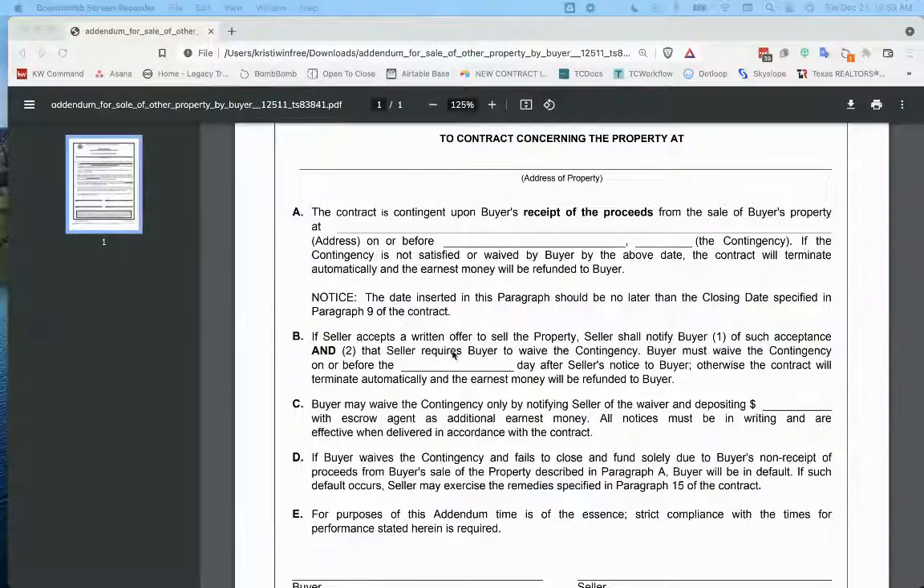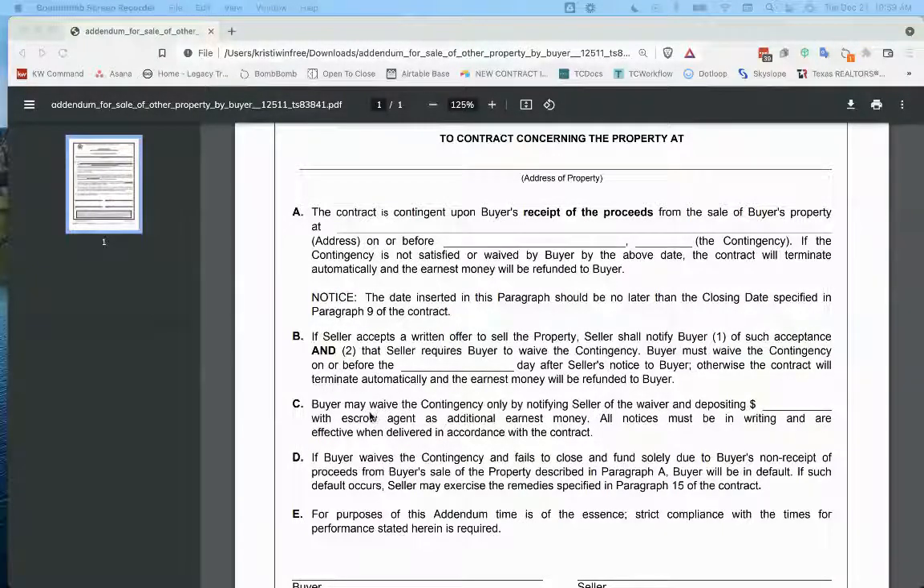Secondly, right here, it says if seller accepts a written offer to sell the property, seller shall notify buyer of acceptance and the seller requires buyer to waive the contingency. Buyer must waive the contingency on or before however many days are here after the seller's notice. So if you represent the buyer, I would say maybe put 3 days in there. I usually see probably 3 days. If you represent the seller, you would want them to have a shorter period of time. That way they make the decision quicker.